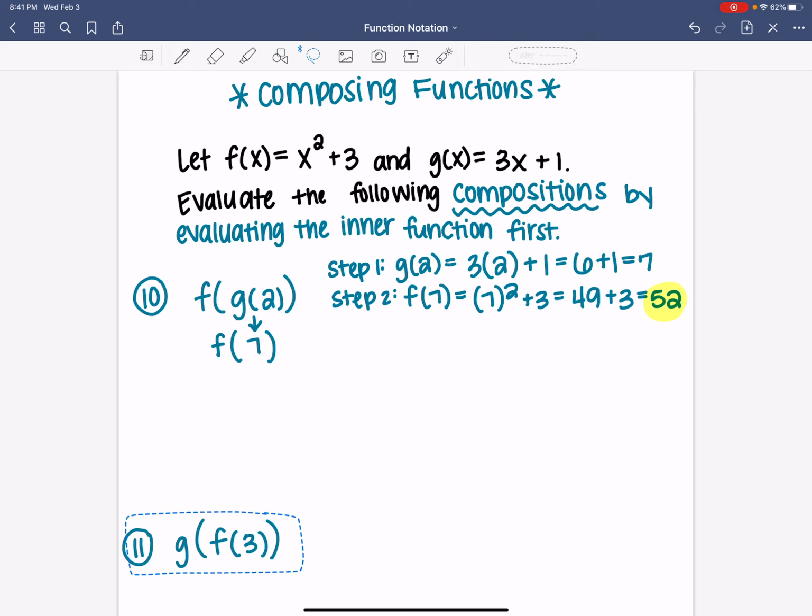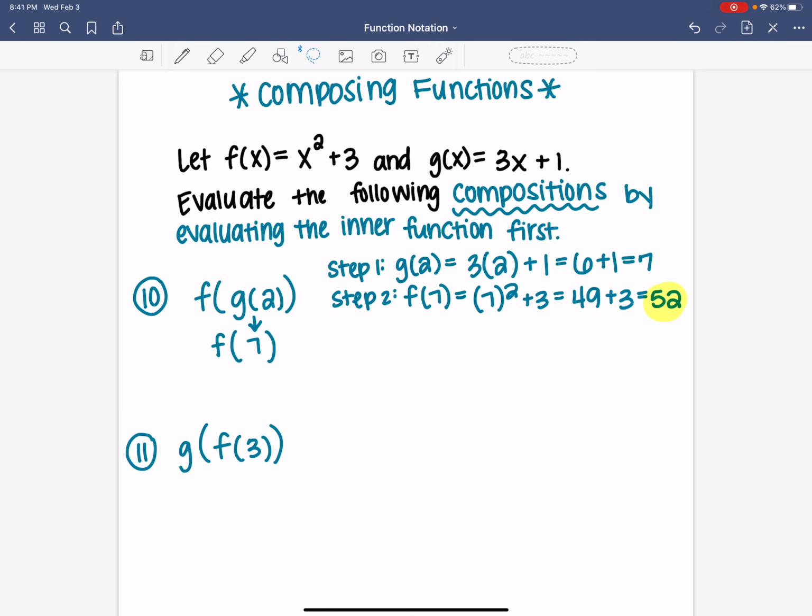Let's try another one. This time we have g of f of 3. So once again, we're going to start with the inner function and then work on the outer function.